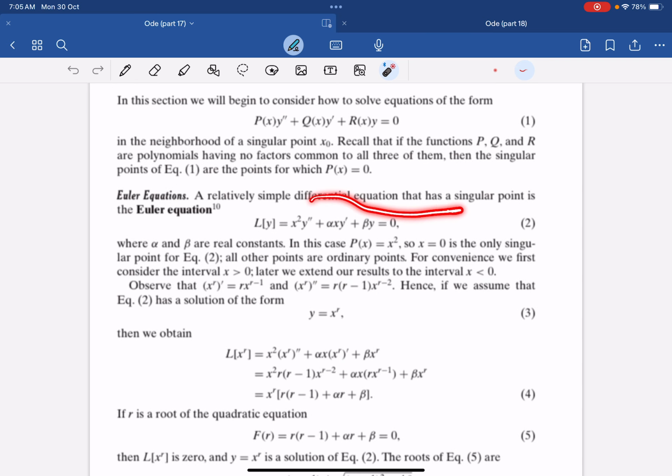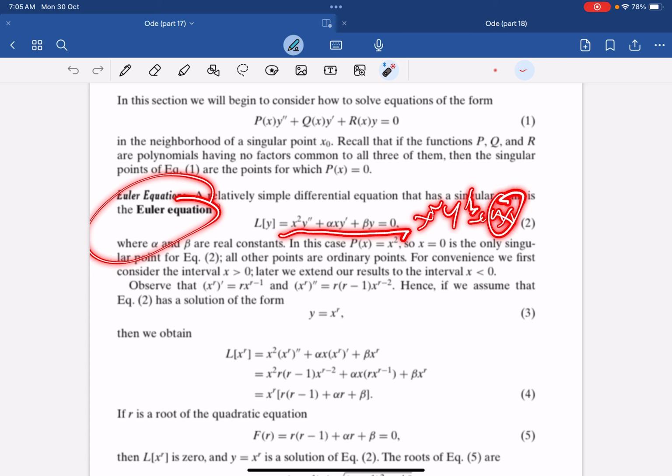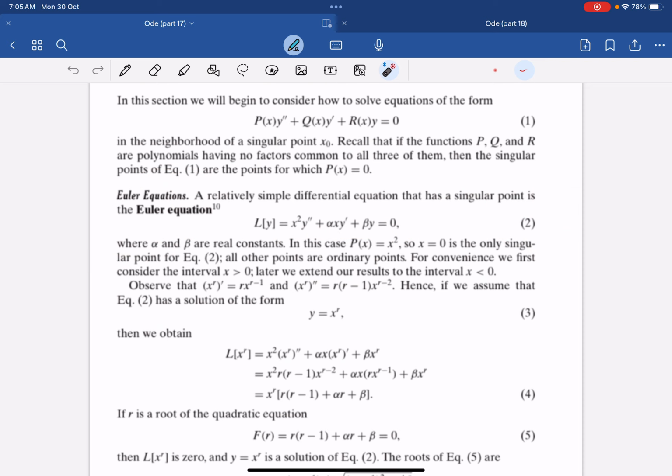A relatively simple ODE will be known as the Euler equation if it's of the form x squared y second derivative plus alpha x y prime plus beta y. We'll see why we want this type of equation later on, and we'll be able to solve it. In this case, x equals 0 is the only singular point, so for convenience we'll first consider the interval x larger than 0, then consider x less than 0.